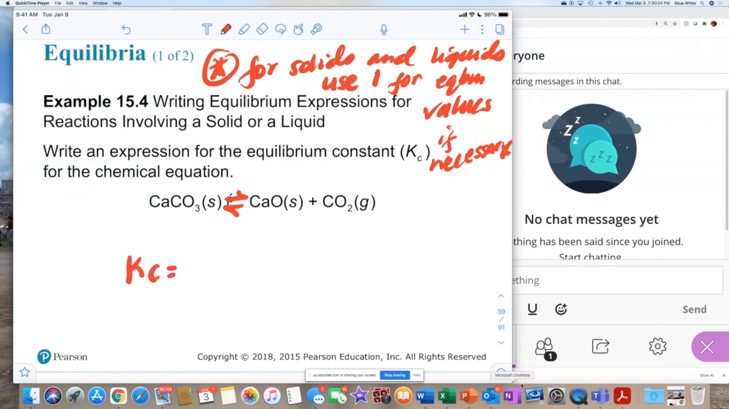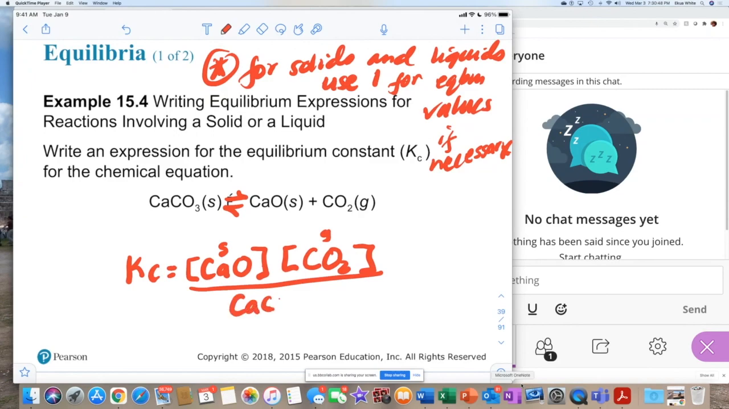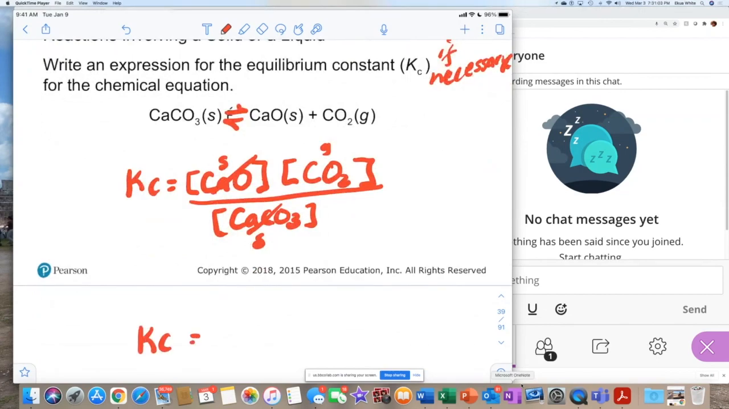So my Kc expression here is the products over the reactants. CaO, this is a solid, so I'm going to write here solid. This is CO2, a gas, so I'm good with this one. Over CaCO3. The way my teacher taught me this in high school: the ones that are solid, replace them with 1. So Kc will be equal to, in the place of the solid one, put 1 times CO2 over.